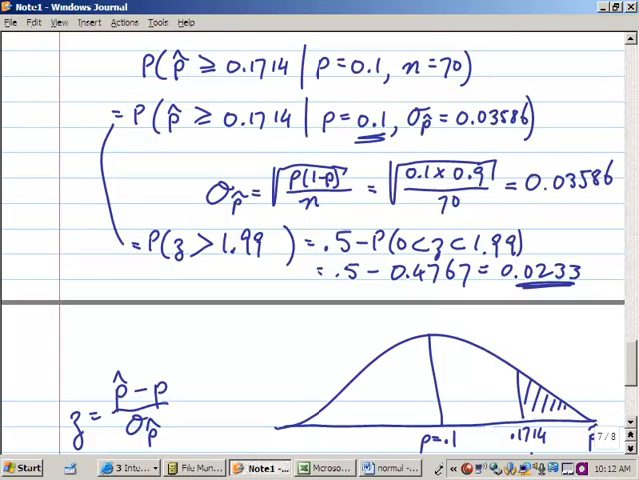So the probability of getting a sample proportion as large or larger than I observed in a class of 70 students is about 2.3%, which is not real high. So maybe my theory is wrong, or maybe the true proportion is higher than 10%, or maybe this is just a rare sample. Anyway, that's that probability.